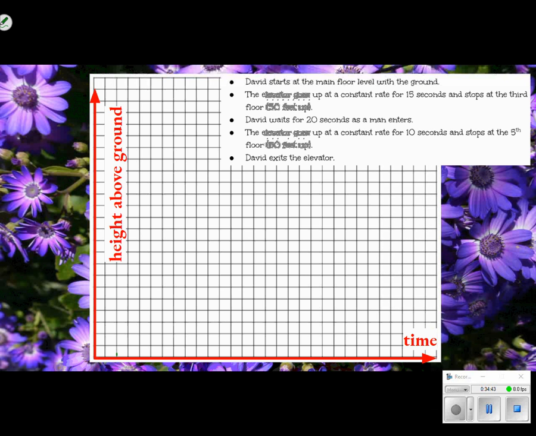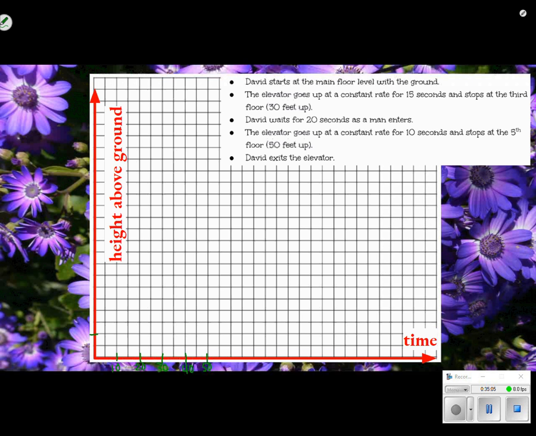So I'm going to do 10, 20, 30, 40. Let's see. He's traveling for 15, 35, 45 seconds. So 50. If you want to spread it out more, you can. All right. He's going to go 50 feet up in the air.